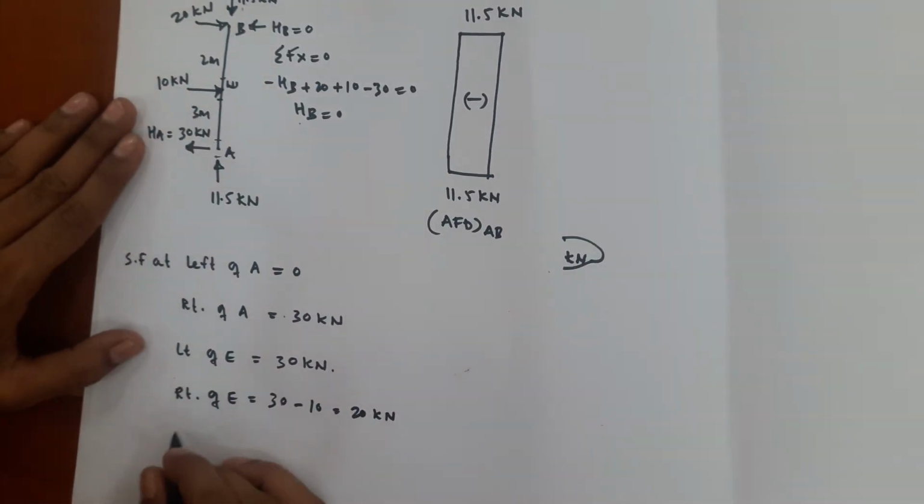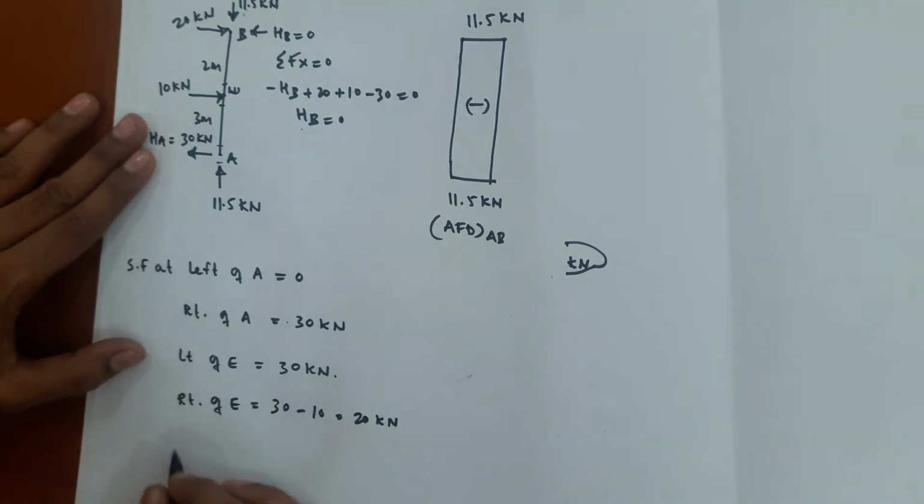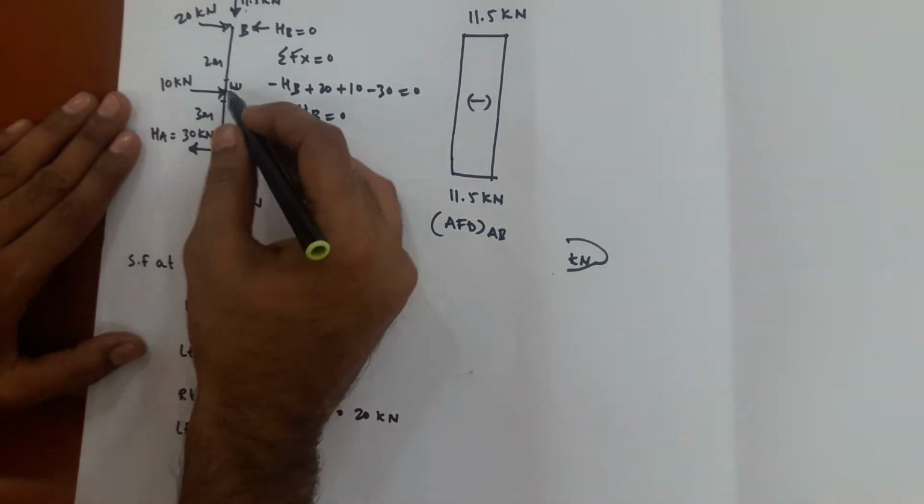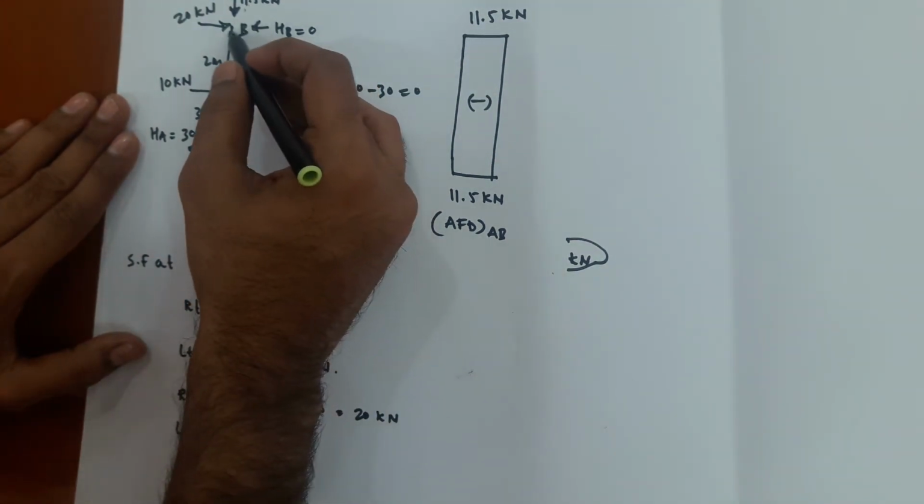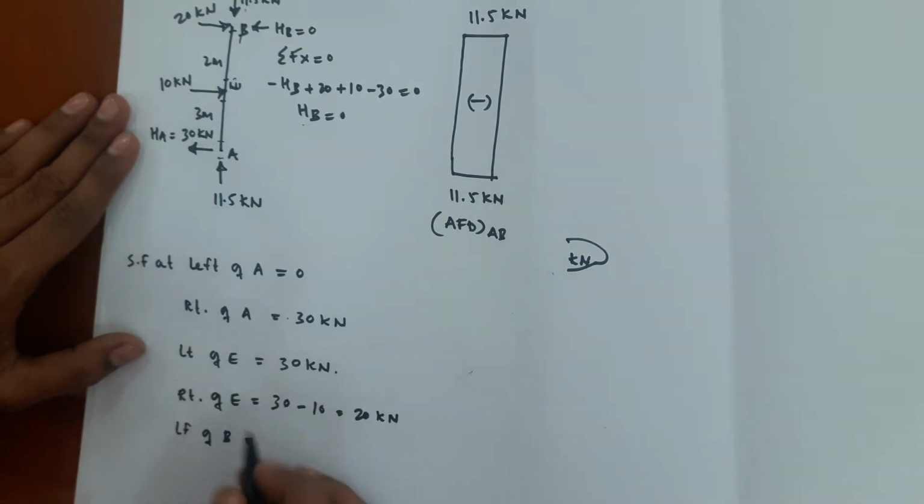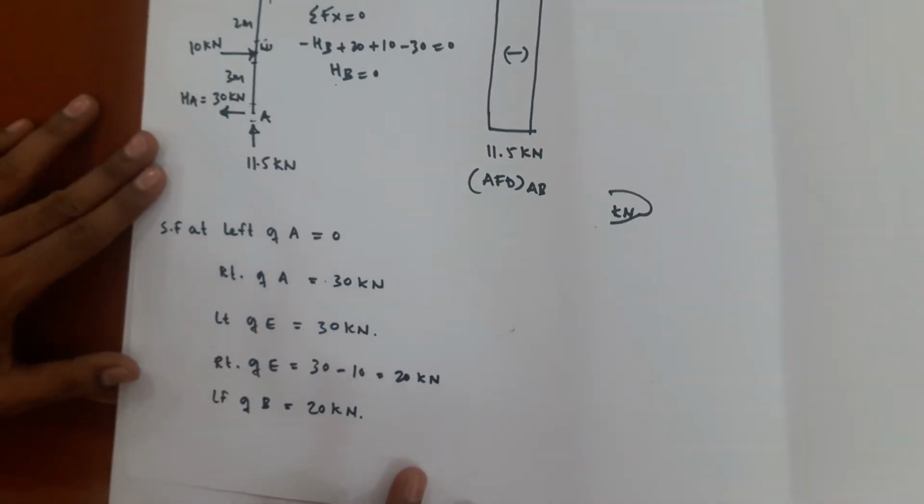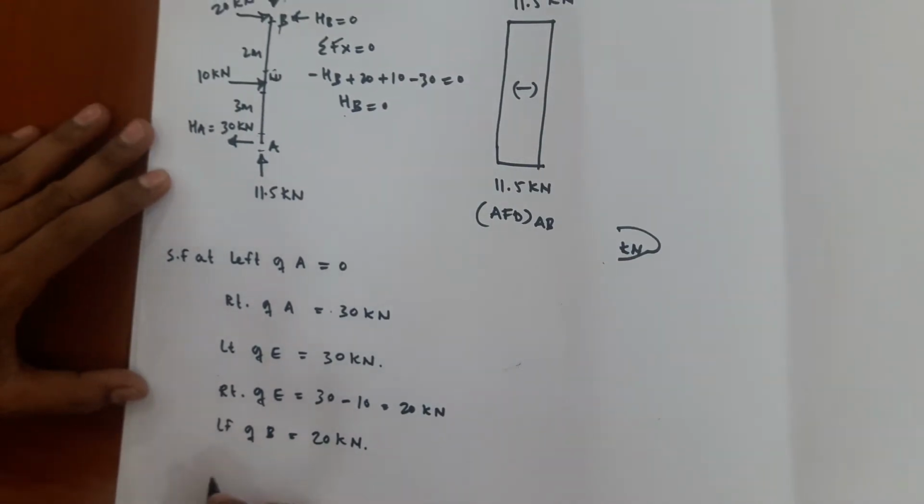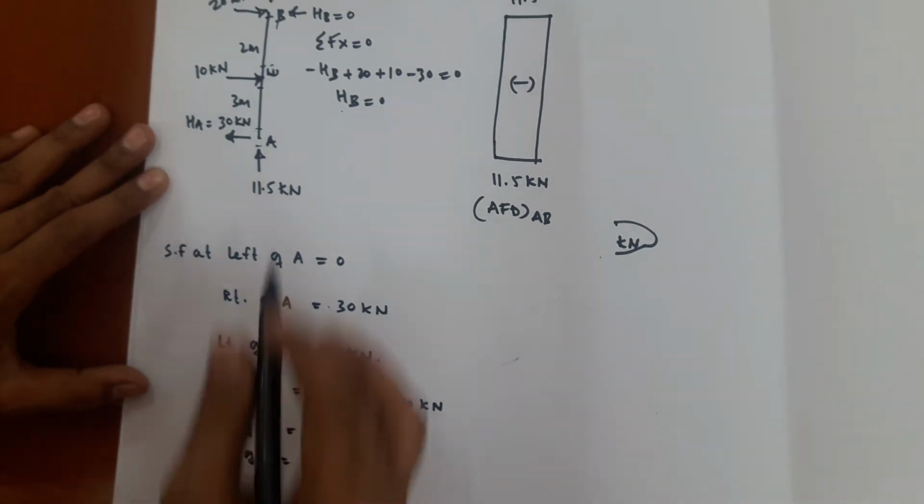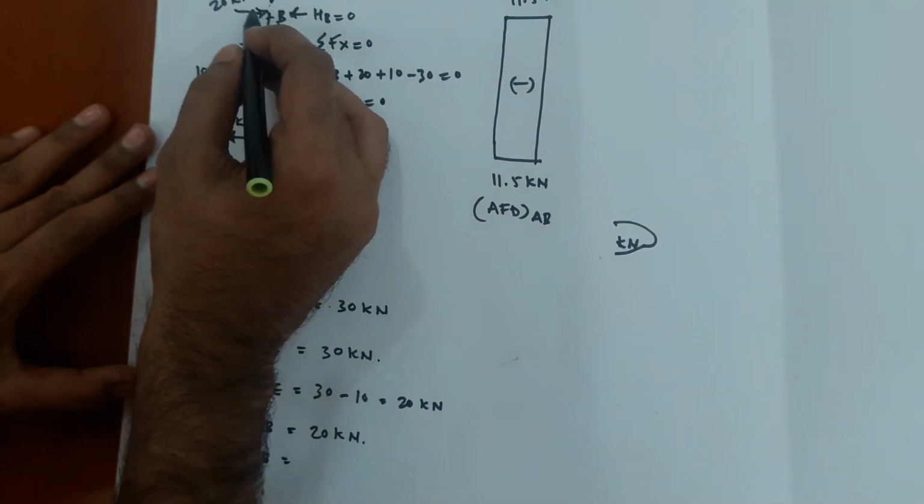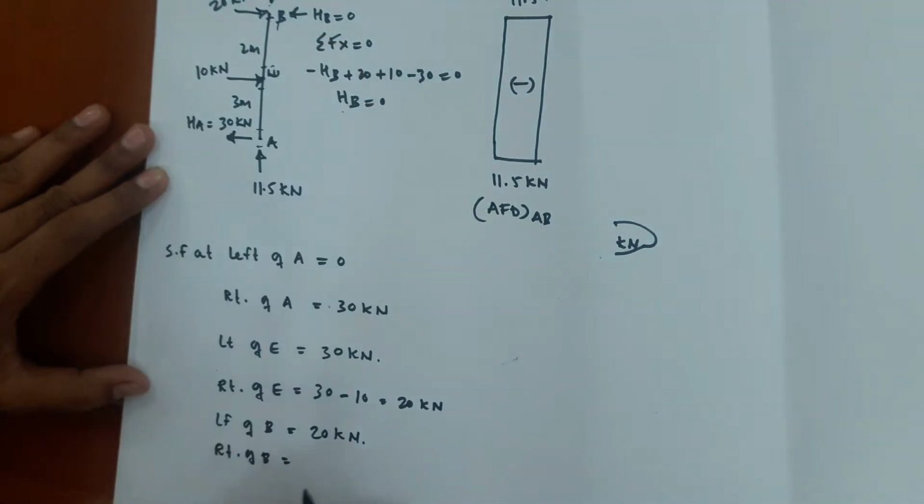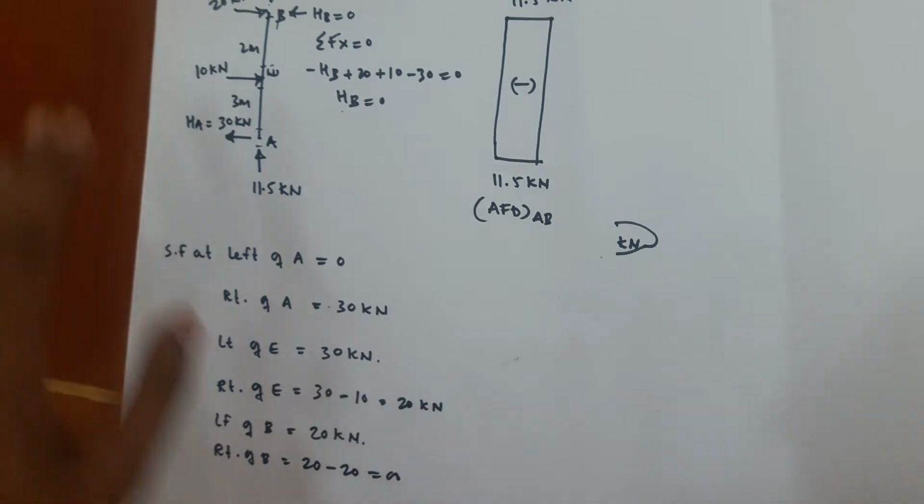Okay, now next point is B, left of B, from right of E to left of B, you do not have any new force. Okay, the same shear force you need to write, 20 kilonewton. Then you have right of B, from left of B to right of B, 20 kilonewton is going downward. You can see here 20 minus 20 equal to 0. So now I can draw the shear force diagram.